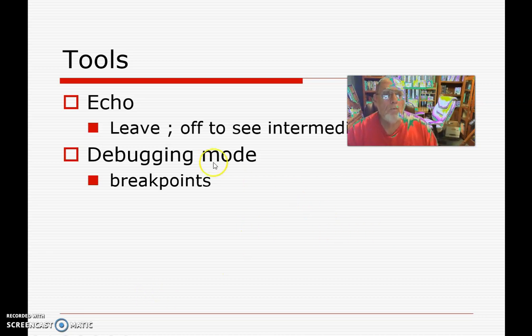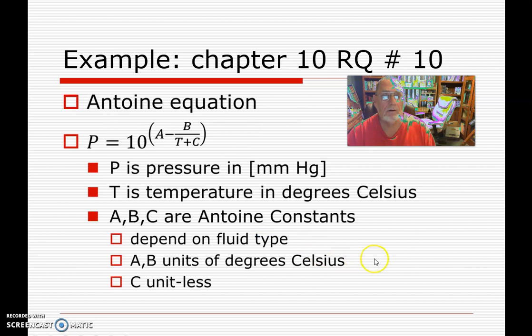So there are several tools. The first one, and the one that works 90% of the time, is just echoing out. Leave off your semicolon and see what the intermediate values actually are. That'll catch many of your mistakes. The next ones are two more formal ways, one of them for more complicated programs. One of them is called setting breakpoints. We'll talk about both of those.